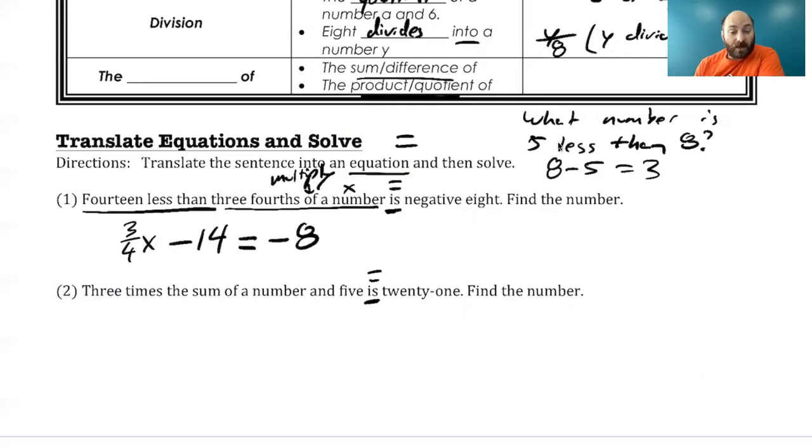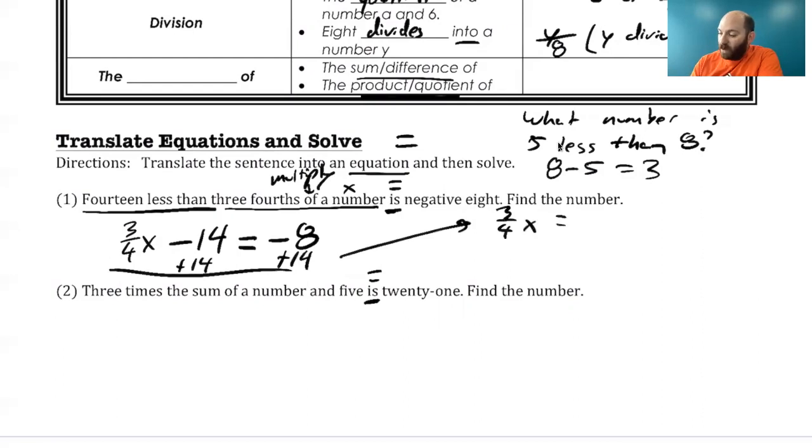Okay, and now we're just doing the same process we did in the previous one. So we're going to add 14 to both sides. I'm going to rewrite this over here. I've got 3/4 x equals 6. Then I want to undo the 3/4. Now, normally if we have multiplication, we do division. Because it's a fraction, I'm going to make this easier on myself. I'd rather multiply by the reciprocal, so that those cancel out, and I'm going to be left with x now.